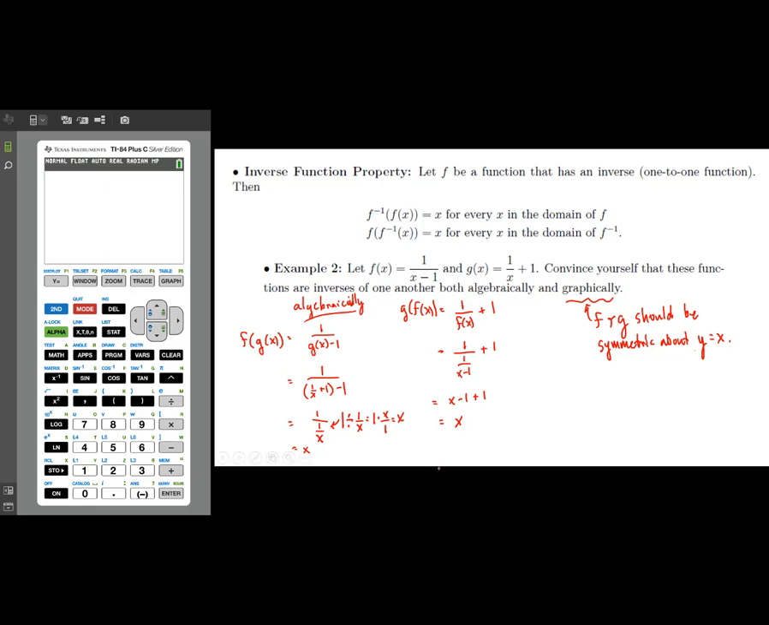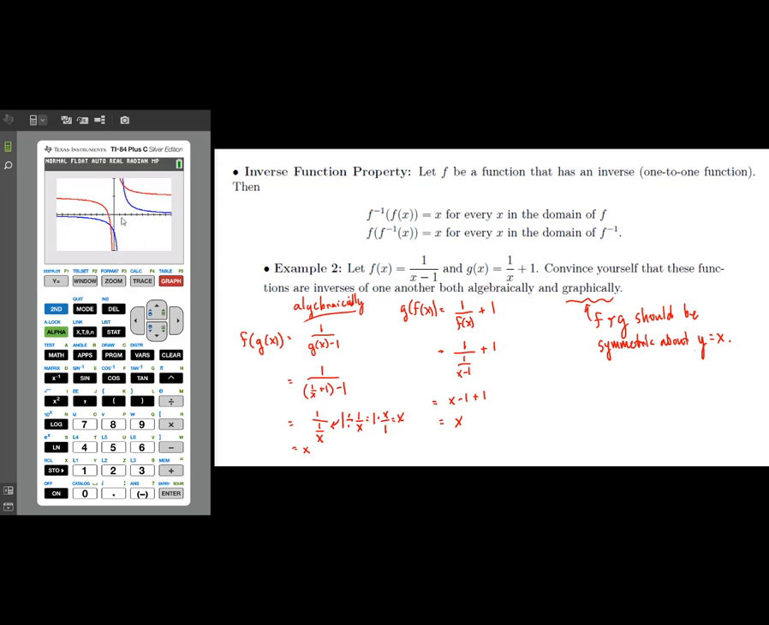Okay, so let's put those in a calculator. So first I'm going to go to my y equals menu. I'm going to say 1 divided by x minus 1. And then I'm also going to say 1 over x plus 1. All right. Okay, so I graphed both of those.